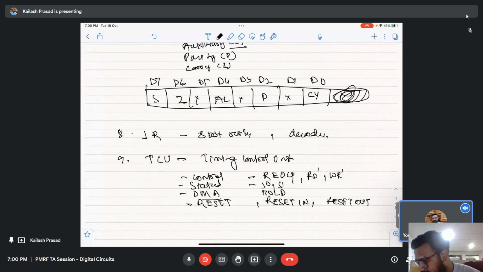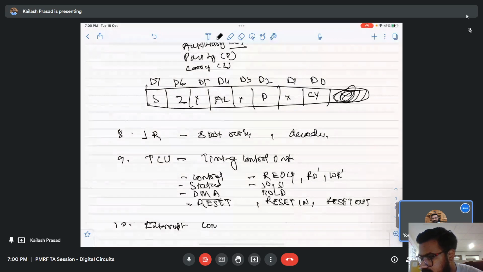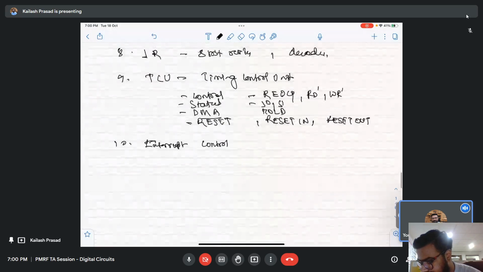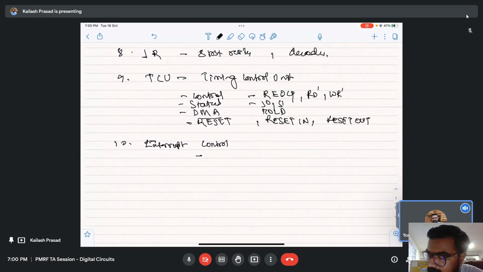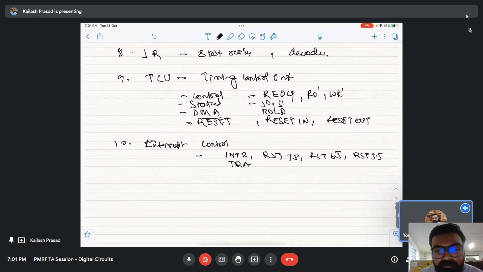After that, we have interrupt control. How many interrupt signals are there? There are 5 interrupt signals: INTR, then RST 7.5, then RST 6.5, then RST 5.5. Then one of the important signals, which has the highest priority, is called TRAP.